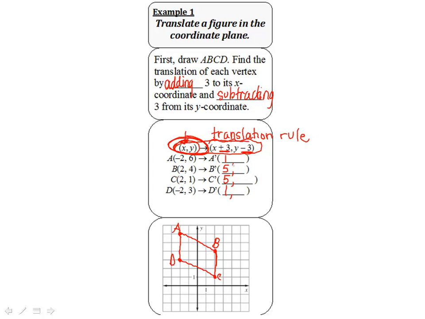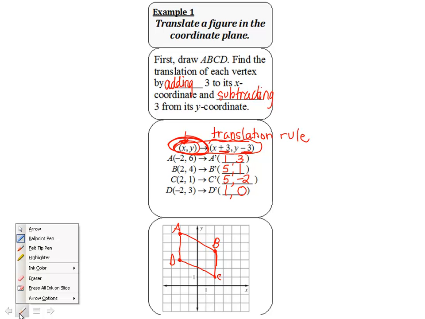My new y values here, well, I'm going to subtract 3 from all my y terms. So 6 minus 3 is 3. 4 minus 3 is 1. 1 minus 3 is negative 2. And 3 minus 3 is 0.